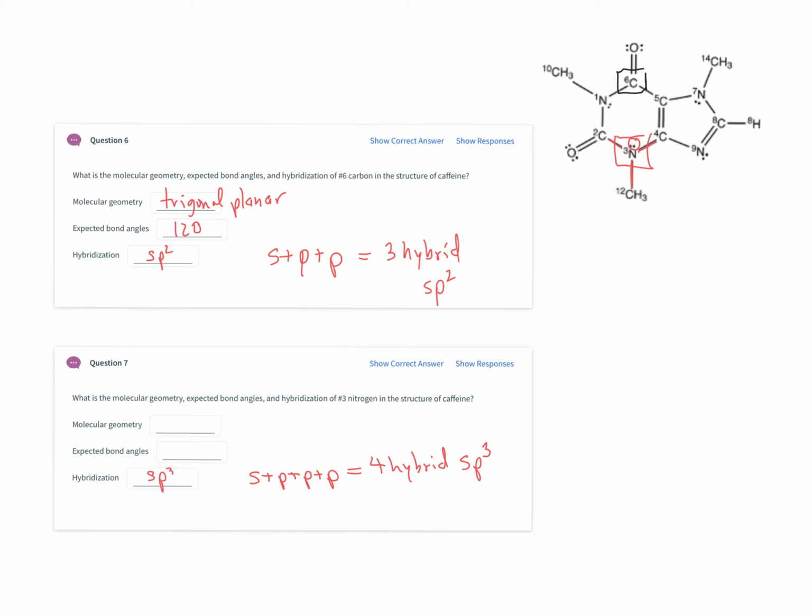So that's my hybridization. Because of the tetrahedral geometry, the bond angle would be 109.5 degrees. And then for my molecular geometry, I have 4 domains, 3 are bonding. So my electron domain geometry is tetrahedral. My molecular geometry, just looking at the bonds that I have, is trigonal pyramidal.